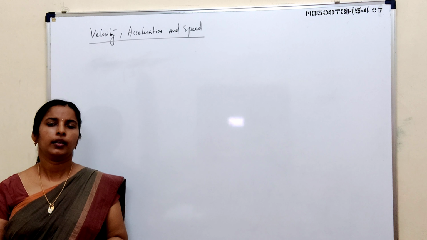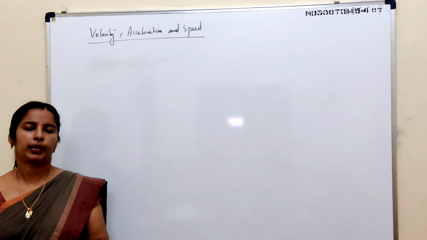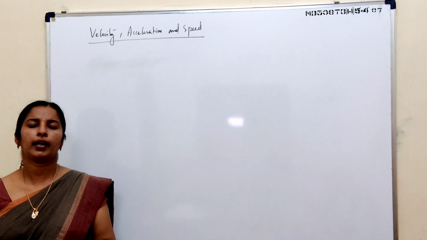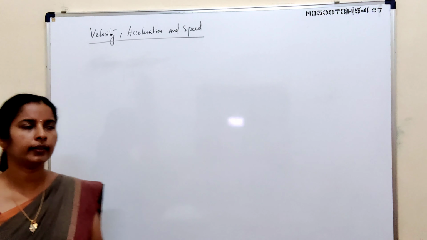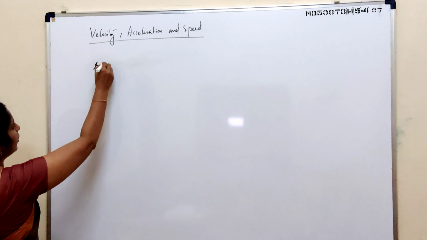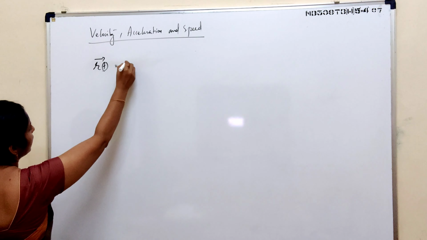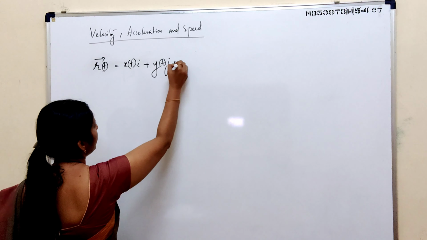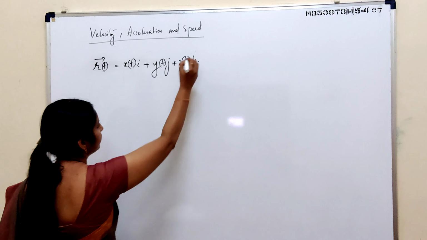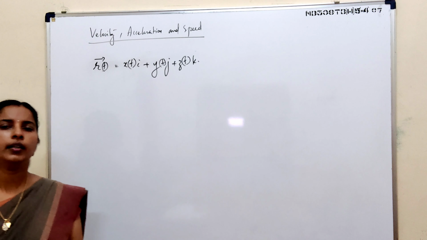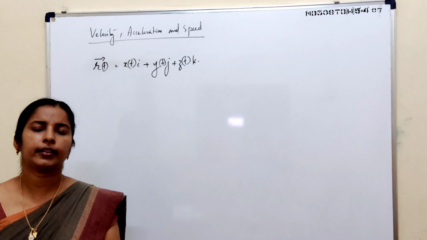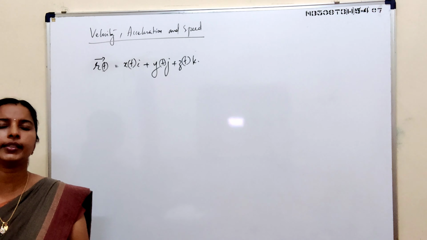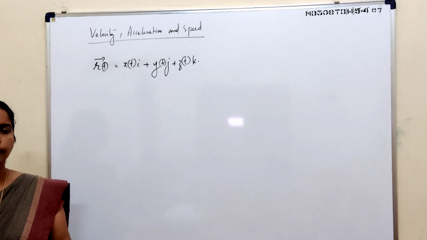Speed. You are familiar with these three terms from your plus 2 classes. Assume a particle is moving along a curve. The vector form of any curve in space is r(t) = x(t)i + y(t)j + z(t)k.